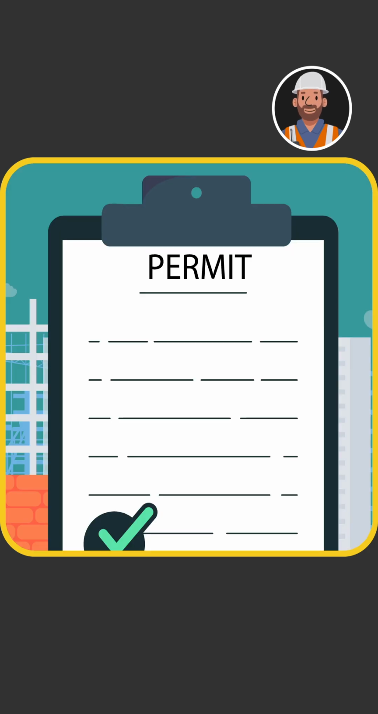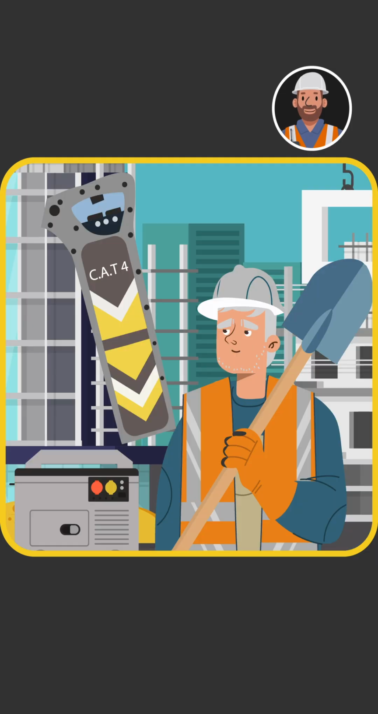Get a permit. Ensure all required permits are issued and briefed to everyone involved. Be trained. Only trained and competent workers should undertake these tasks. Conduct a full CAT and Genny scan before breaking ground and continue scanning as the excavation progresses.